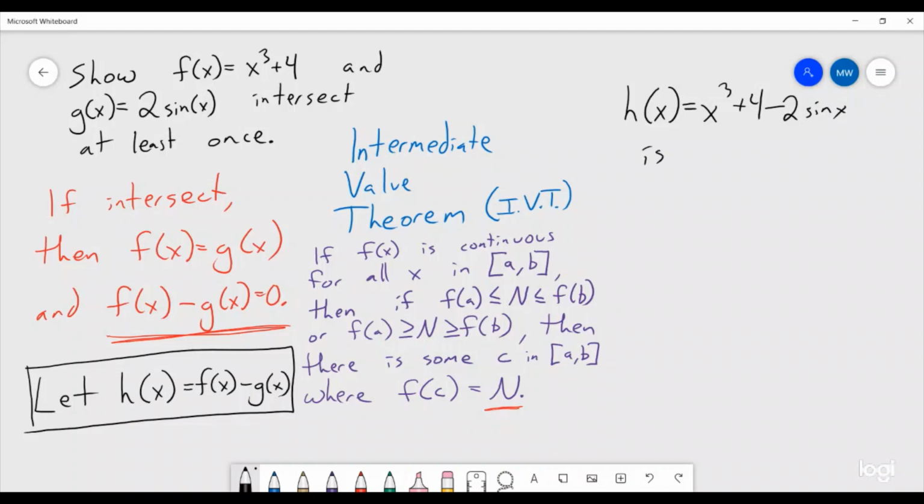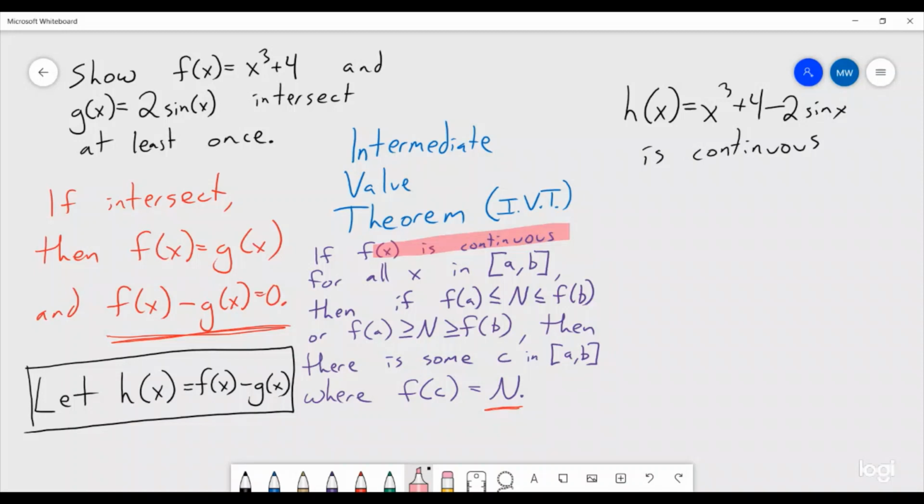This is continuous. We can do this because if you add continuous functions together, that's continuous, and x cubed, 4, and sine of x, all of those are continuous. So we have a continuous function. We got this first condition done. F of x, or in this case, h of x is continuous, and it's continuous everywhere.